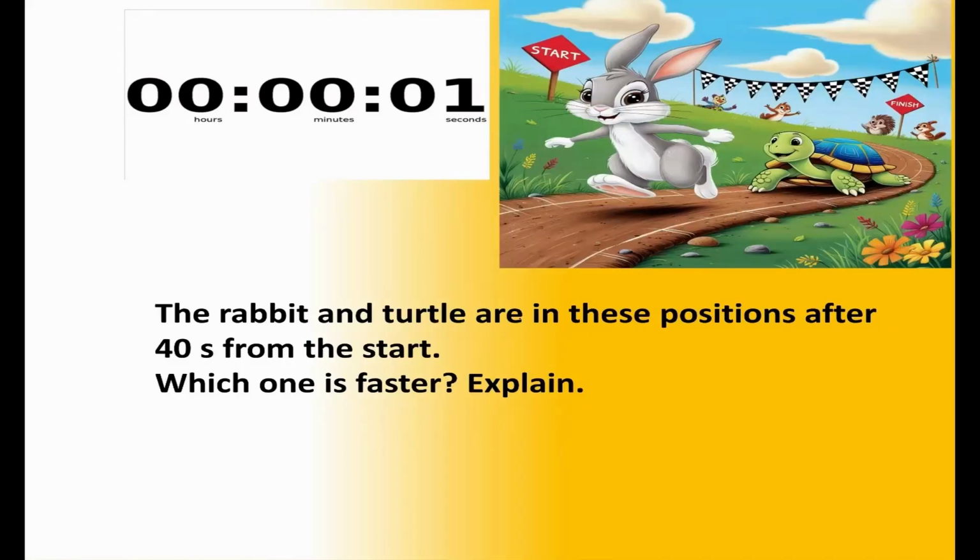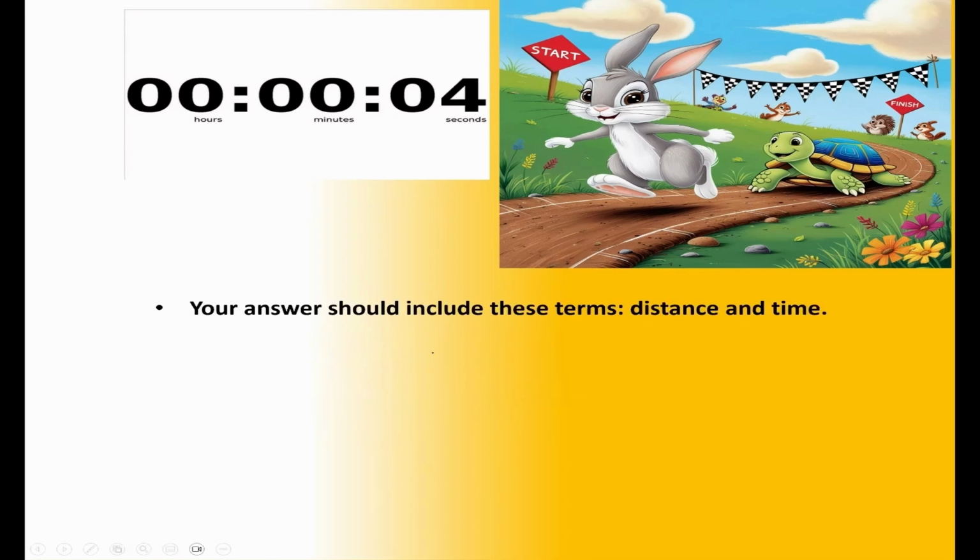Let's start. If I have a question like this about a rabbit and a turtle, they are here in these positions after 40 seconds from the start. And you are asked about which one is faster. Look at this. If we want to talk about which one is faster here, we have to think about the distance and time. The distance covered by the object and the time taken to cover this distance. Again, to say which one is faster, we have to think about the distance covered or the distance traveled and the time taken to travel this distance.